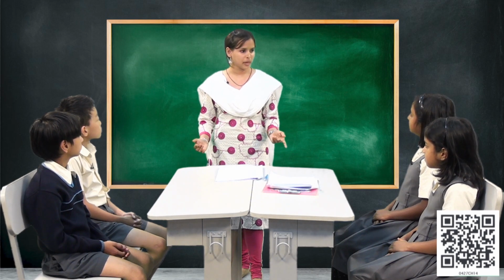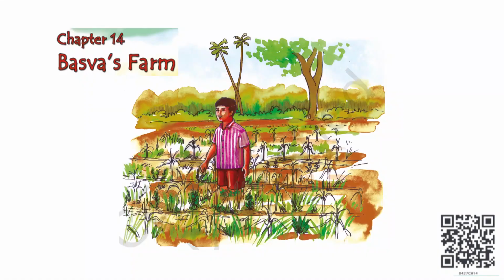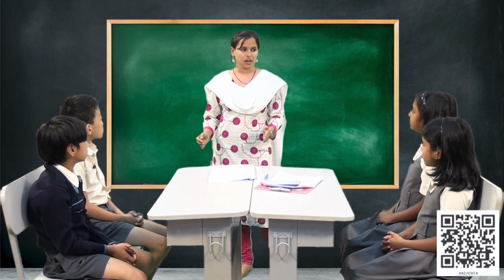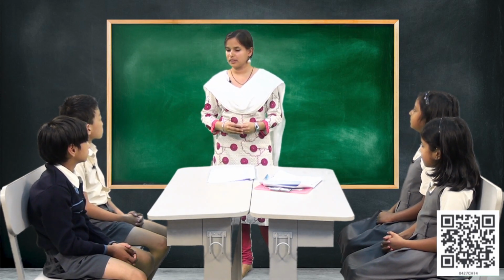Sucheta, what are the various kinds of crops that are grown by your father? My father grows some paddy and some other vegetables during winter. Very good. In today's class, we will be discussing a story of a boy named Basava whose father is a farmer. Once upon a time, in a village named Belvanika, there lived a boy Basava whose father was a farmer. Every year in the month of July, he used to sow the onion seeds.